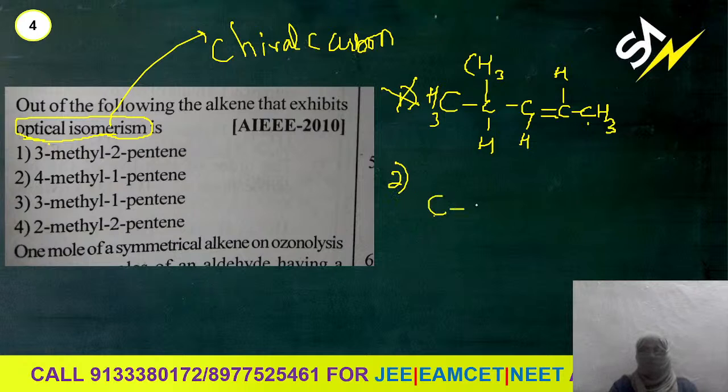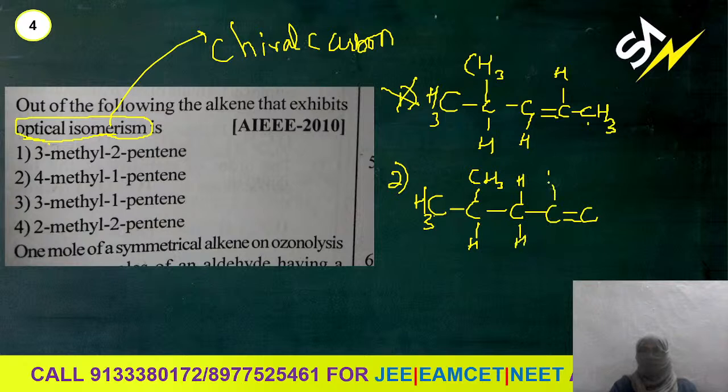It's pent, 5 carbon. Ene, double bond is at the first position. Fourth methyl I got. Again I don't think I'll get a chiral carbon here. Nowhere can I find a chiral carbon. The answer is again not going to be B. Second done. Third we'll check. Pentene.